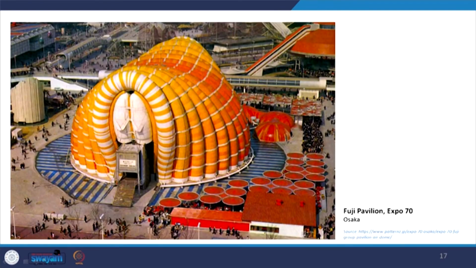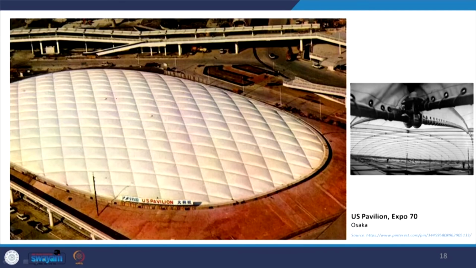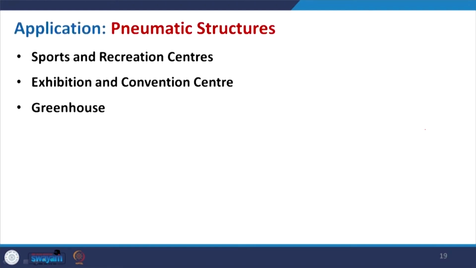Now, coming to the Fuji Pavilion, in 1970. This is again an air inflated structure, clubbed together to create this beautiful pavilion, the exhibition space. Similarly, the US Pavilion in Osaka in 1970, the same category. Here it is a similar thing where the membrane is created, and then for additional support it is created with a support frame.